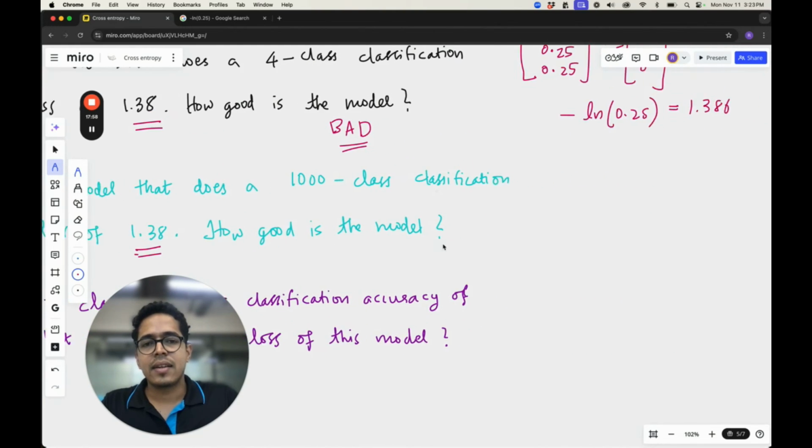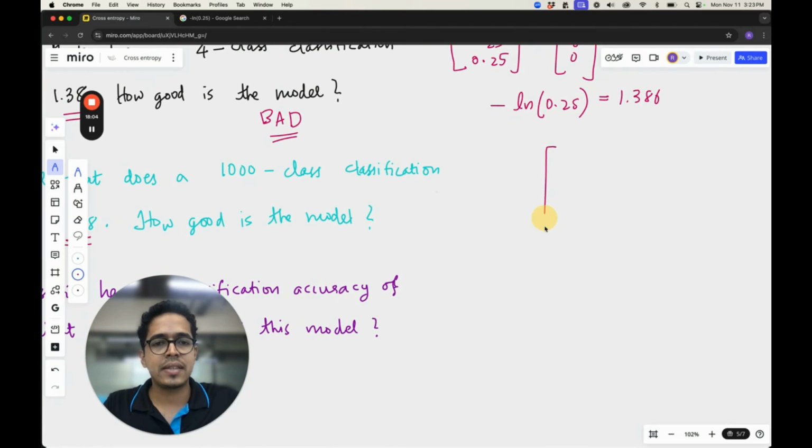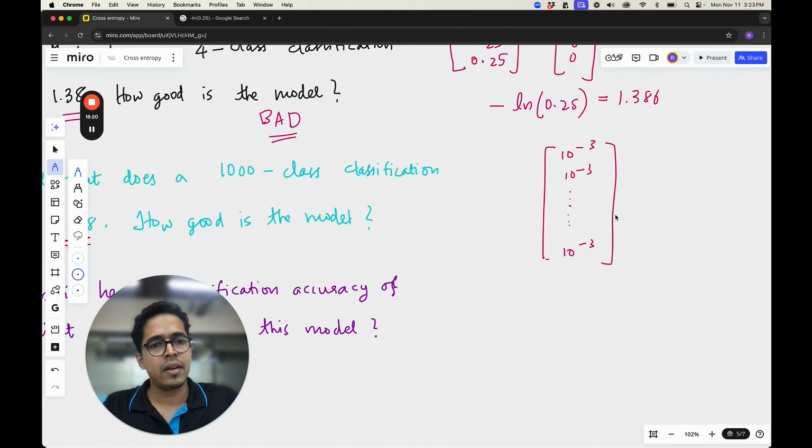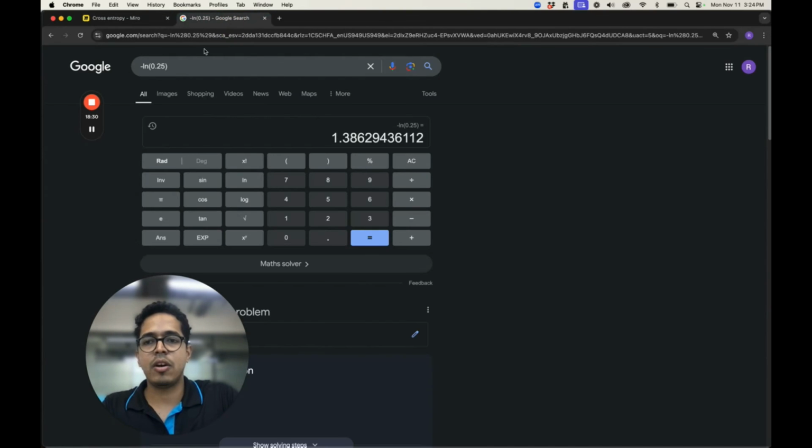So for that, let's say we had a 1,000 class classification. If the model was as good as randomly picking, what would the probability distribution for each class be? Each of them will be 10 raised to minus 3, basically 1 by 1,000. There will be 1,000 such entries, each of them 10 to the minus 3. And only one of them is the true label, which means the cross entropy loss corresponding to random picking will be negative logarithm of 10 to the minus 3. This is natural logarithm. So this will be how much? Negative logarithm of 0.001 is 6.90.